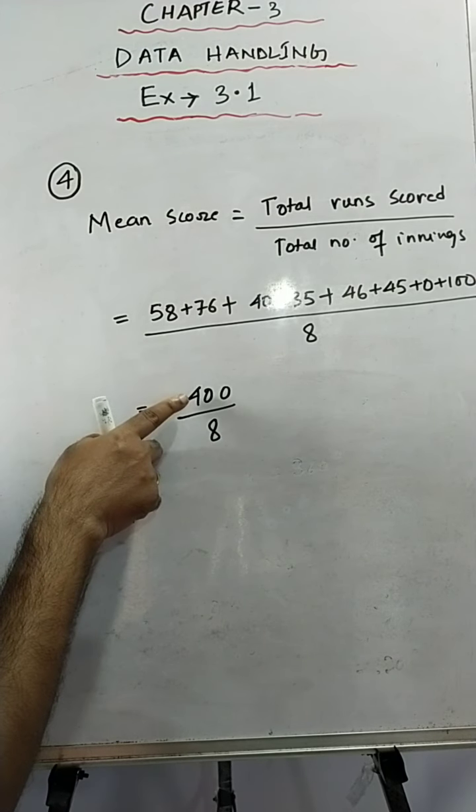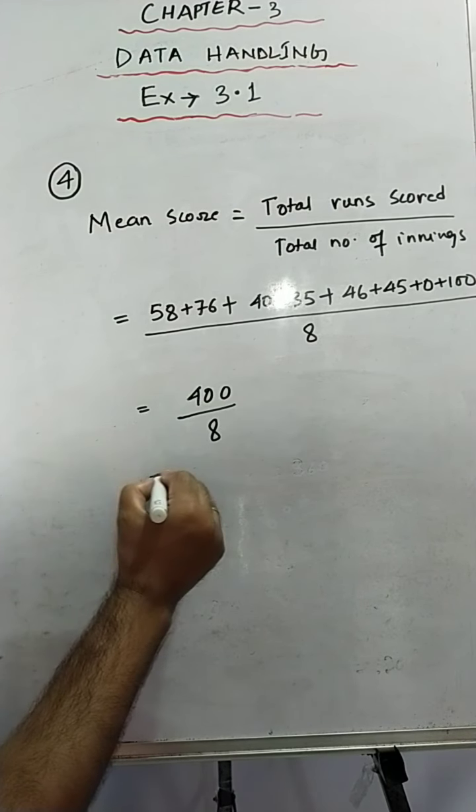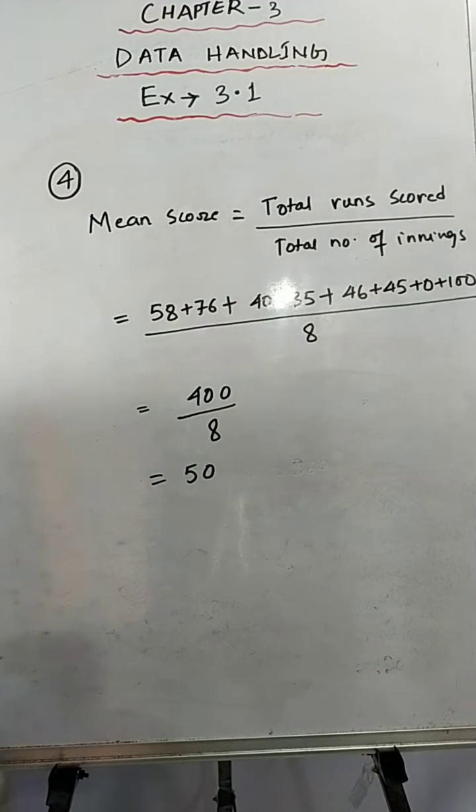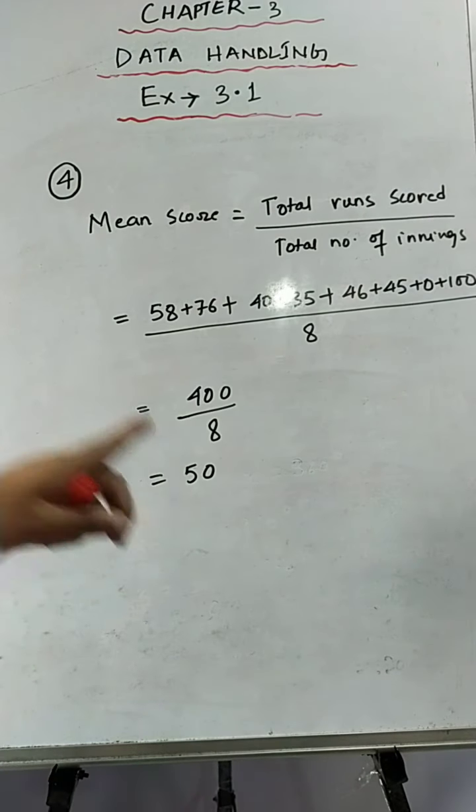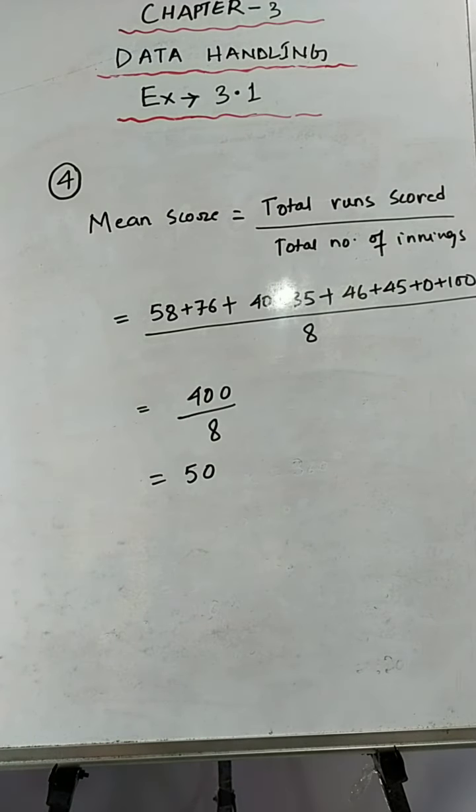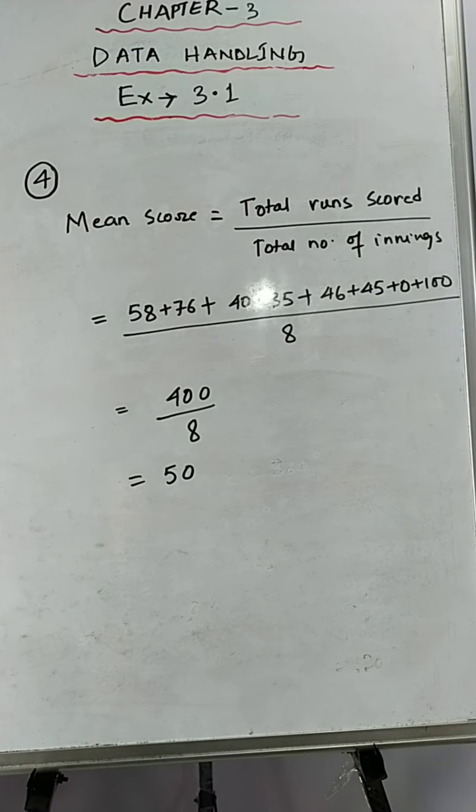Now if you divide 400 by 8, you will get the answer as 50. So 50 is his average score, or you can say mean score. Average and mean both are the same. Fine, so this is the solution of question number 4. I hope all of you have understood. Now let's move on to question number 5.